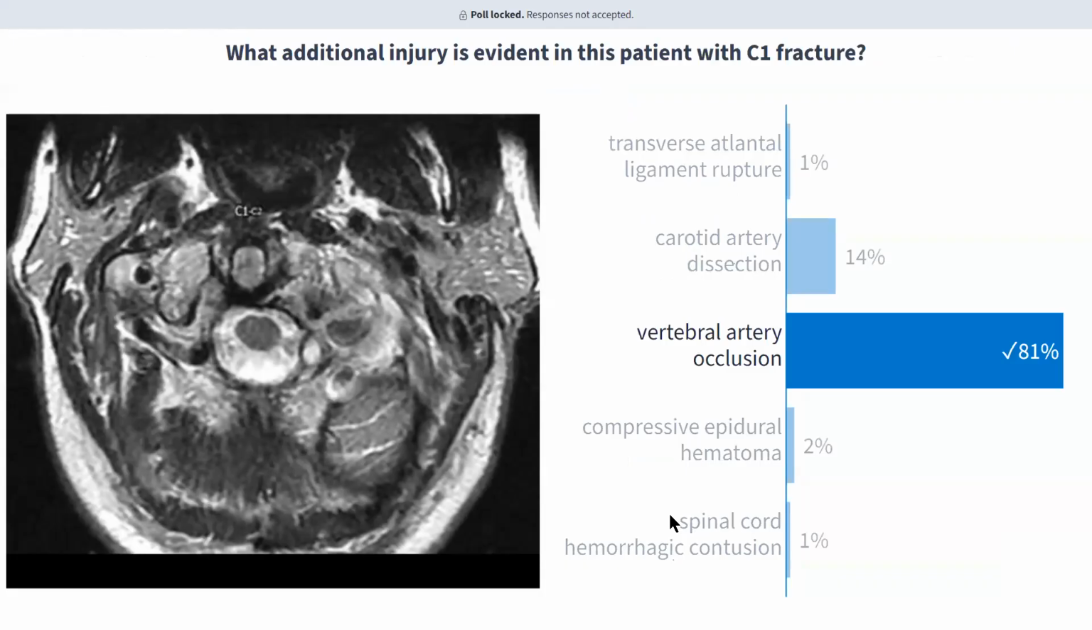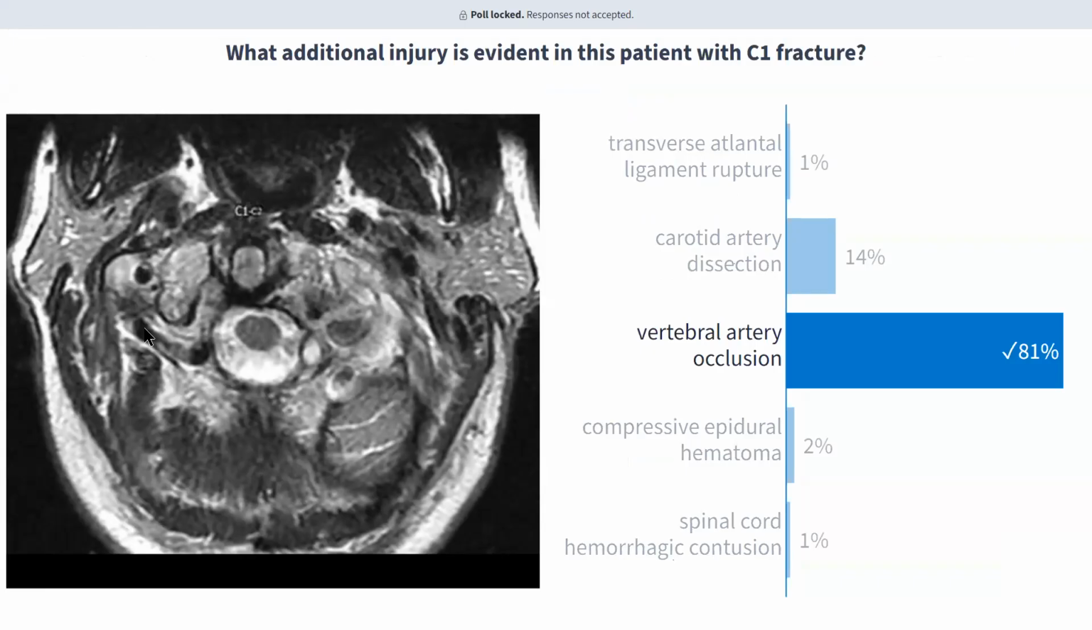Great, so vertebral artery occlusion is the correct answer. So what we see here is that there's all this stuff going on in the left C1 lateral mass, and this low signal intensity structure represents a fracture fragment that has been displaced posteriorly and laterally. And this is an important area because this is where the V3 segment of the vertebral artery curves before it enters the dura and penetrates the dura over here.